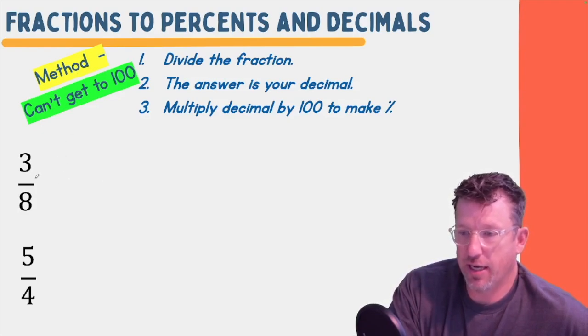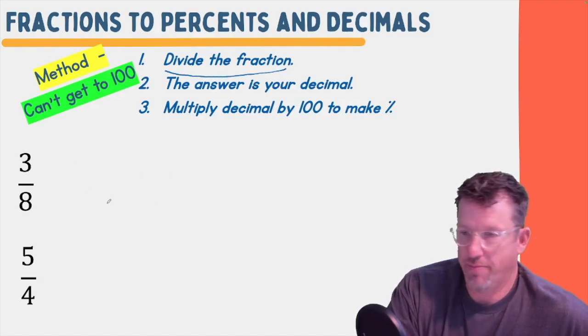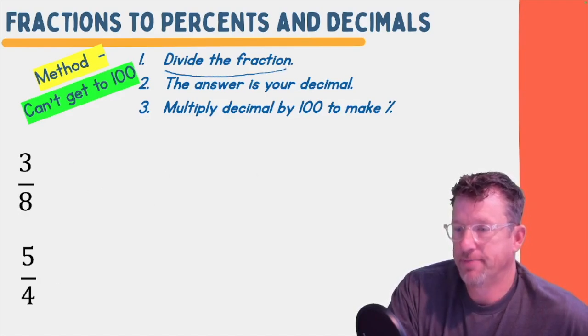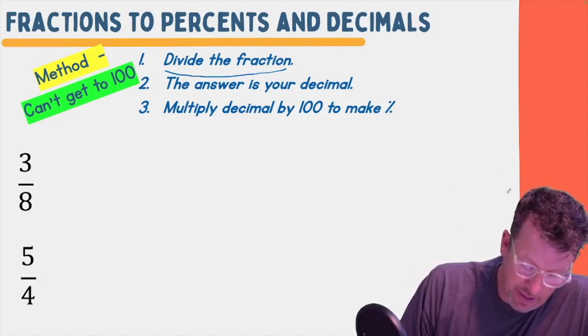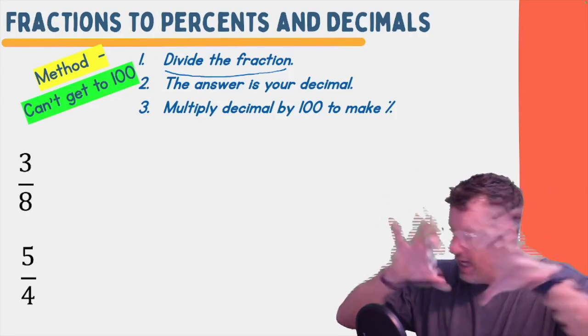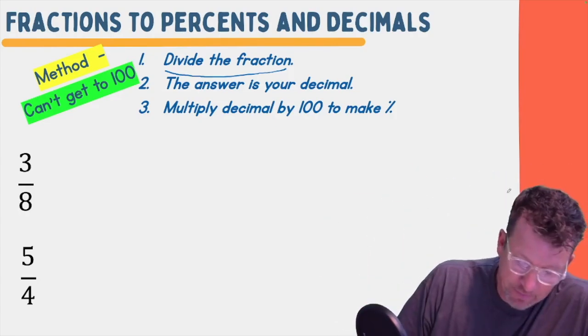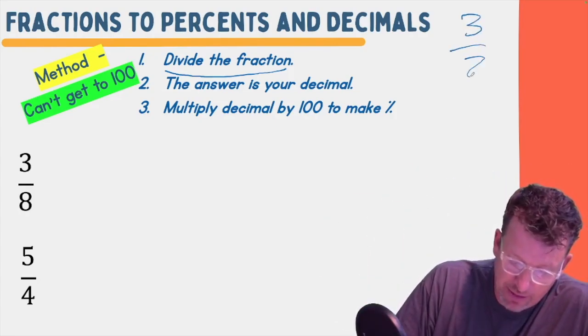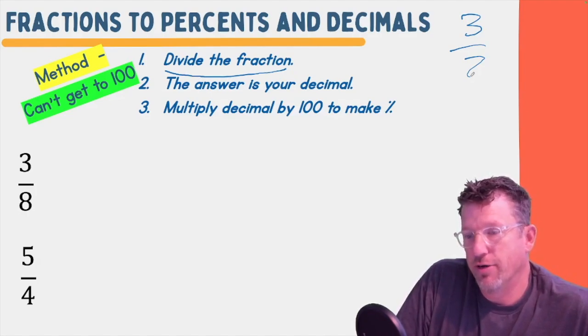Well, one, if you can't get it to 100, the first thing you do is divide the fraction. So we're going to act like these two are impossible to get to 100. Anything will get to 100, it just turns out to be a decimal. But just imagine, thinking caps, we can't get there from here. For example, if you had 3/7, 7 is not going to go into 100 evenly, okay?